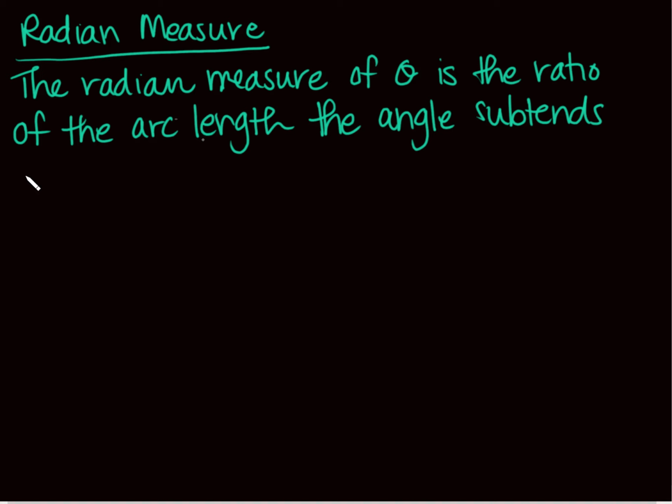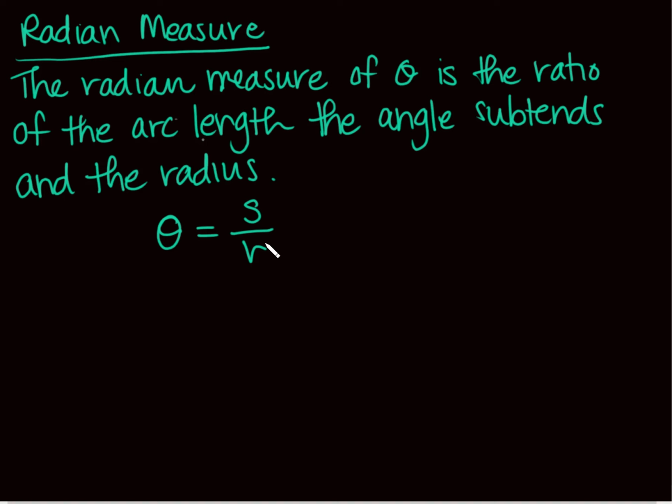Subtends, it's the ratio of the arc length the angle subtends and the radius. Another way to say that is theta equals the ratio of the arc length and the radius. Another way to think of that, if I put this in the first quadrant, this is r now, and this is theta, and this distance here is s.